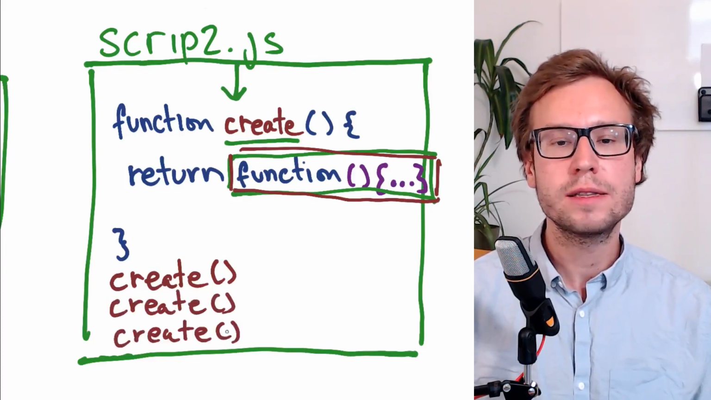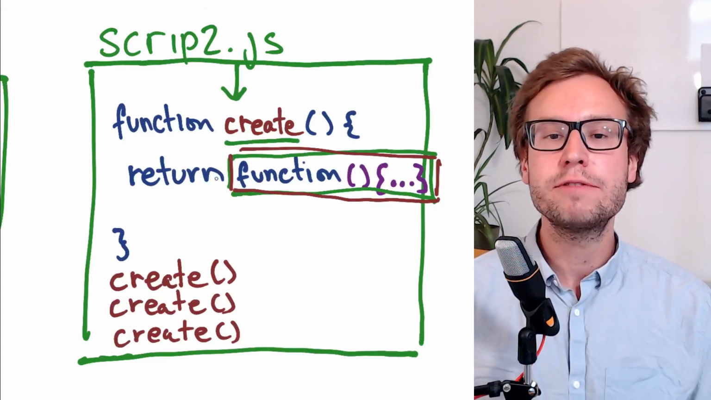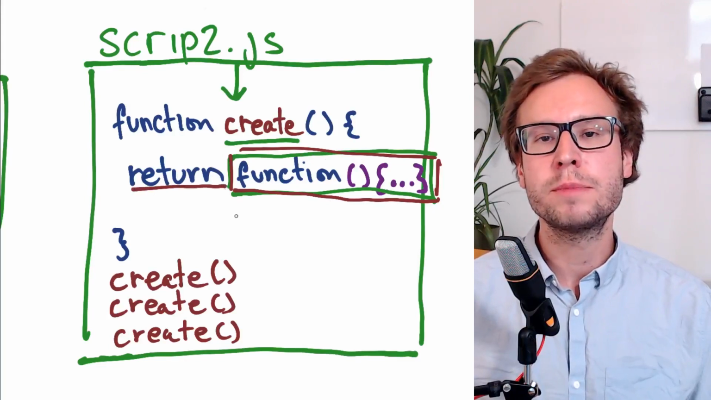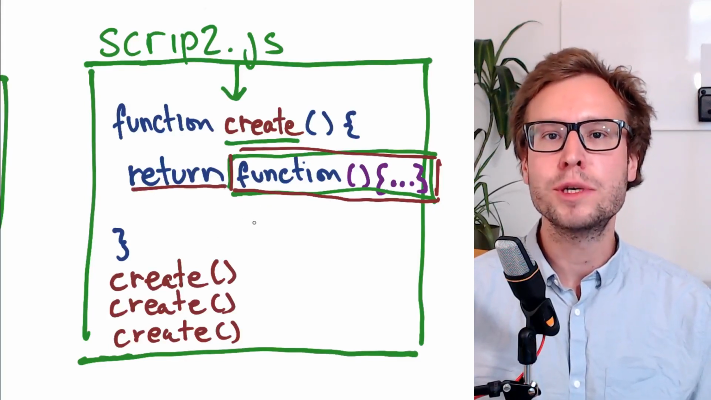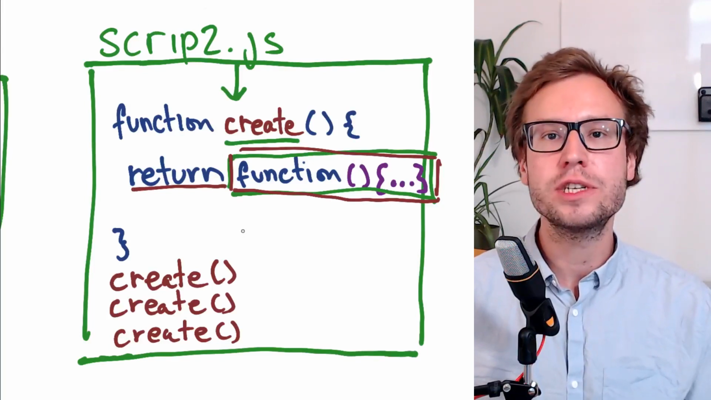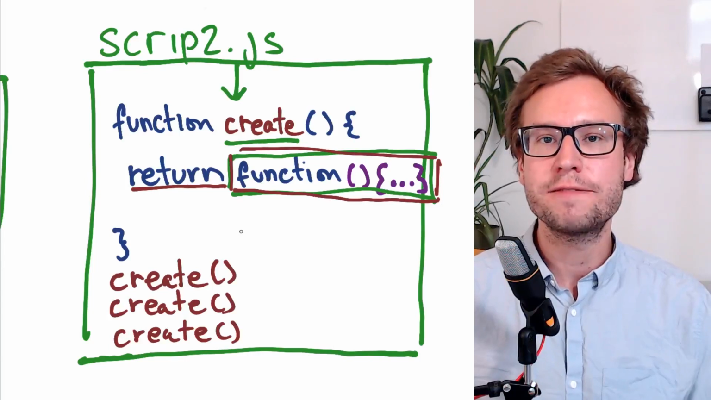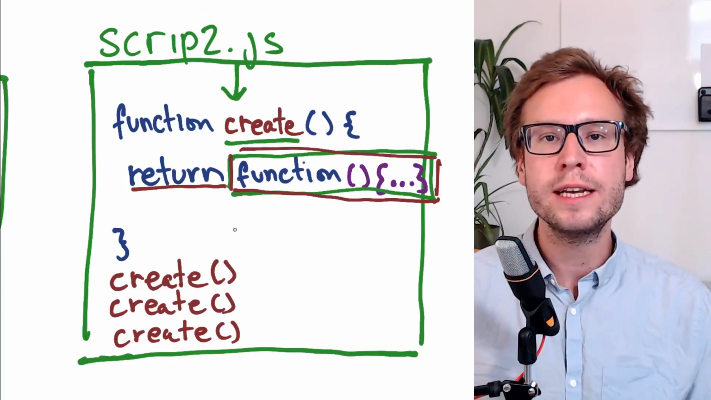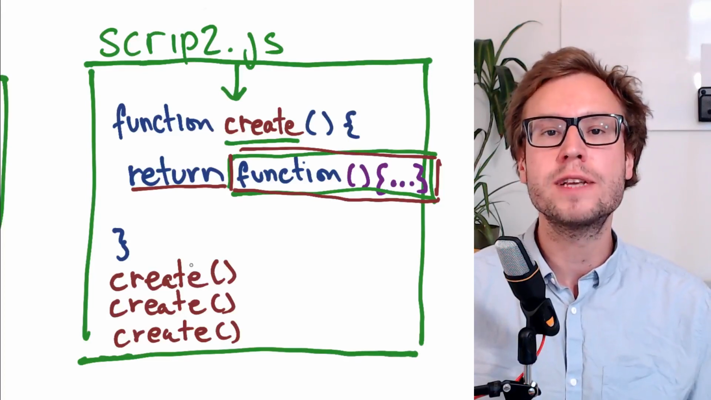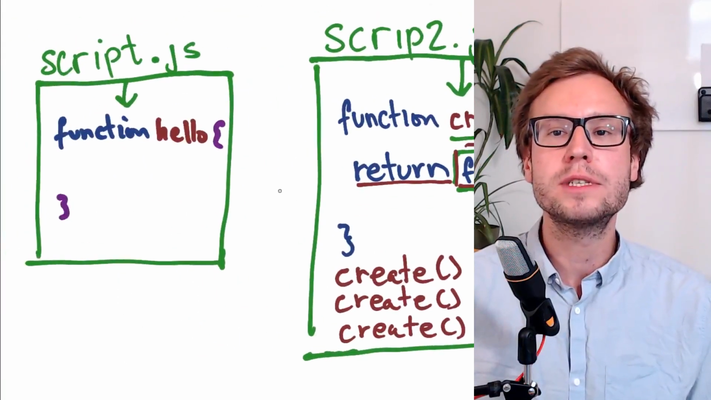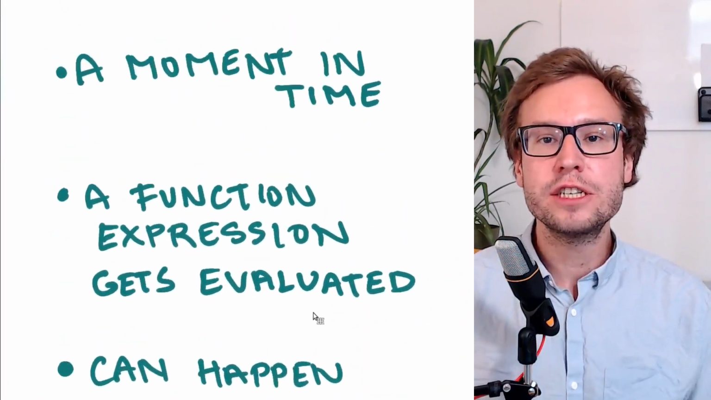Yeah, that's right. The expression will be evaluated every time. And every time the return statement is going to return a new function, because that is the moment of function creation. That's the definition. Function creation is when a function expression gets evaluated. No matter where or when that happens, that's the moment of function creation. And there we go. I just proved that you can have that happen multiple times. So that's the definition of function creation.